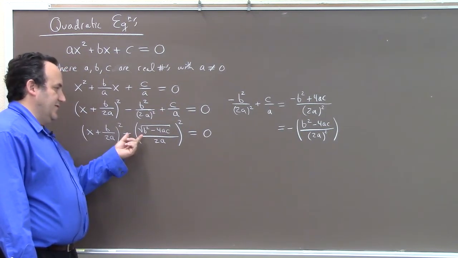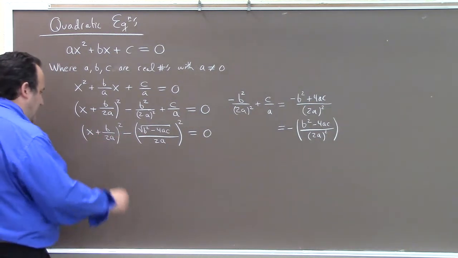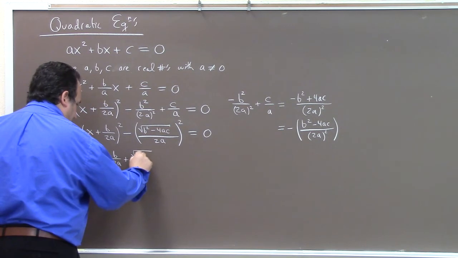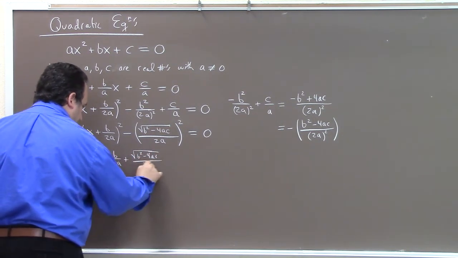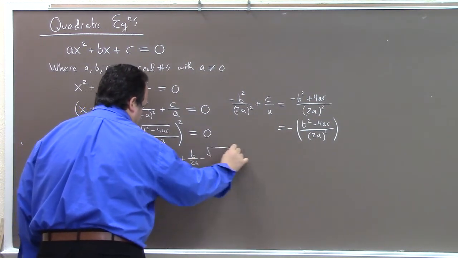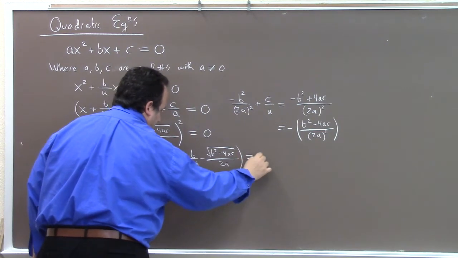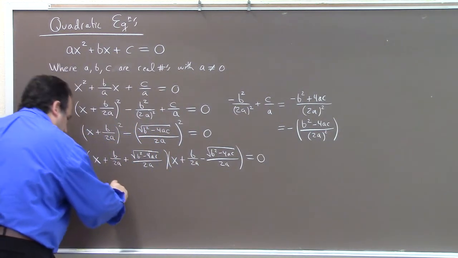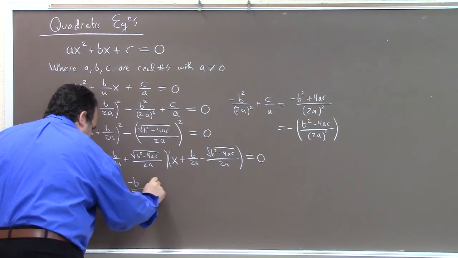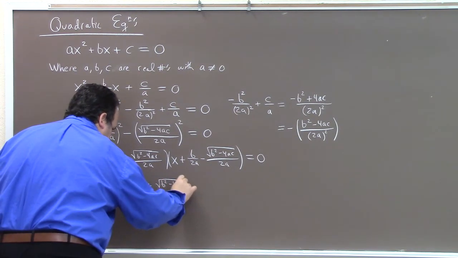Then I just rewrote b squared minus 4ac as the square root of b squared minus 4ac squared, which gave me this pattern here, the difference of squares, which gives me x plus b over 2a plus the square root of b squared minus 4ac over 2a, times x plus b over 2a minus the square root of b squared minus 4ac over 2a, equal to 0. So then we find that either x is equal to minus b over 2a plus or minus the square root of b squared minus 4ac over 2a.